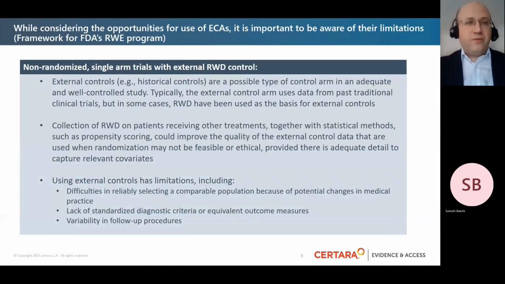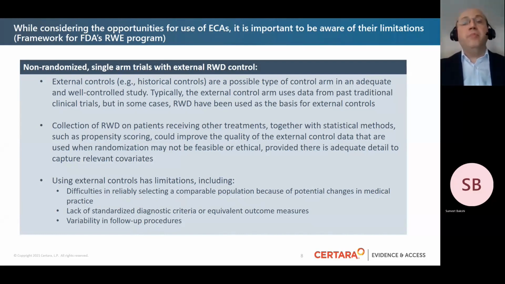While considering the opportunities for the use of external control arms, we also need to remember the limitations, which were highlighted in a number of documents by the agencies. The following are a couple of extracts from the framework of FDA's real-world evidence program. They specifically mentioned that external controls, for example, historical controls, are a possible type of control arm in an adequate and well-controlled study. Typically, an external control arm uses data from past traditional trials. However, in some cases, real-world data have been used as a basis of external control arms.